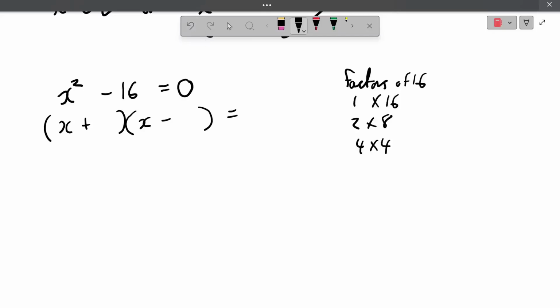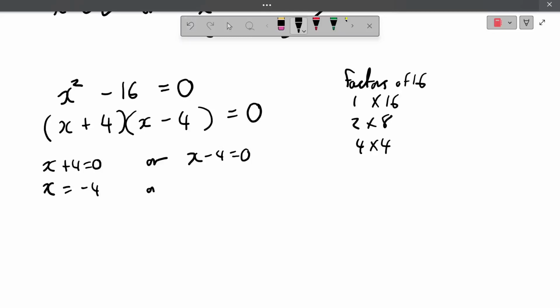And this is actually what's called the difference of two squares. But we need to get 0x overall, which means you have 4 and a minus 4. So 4 minus 4 is 0x, because we have no x, we're not even going to bother writing it. What we then have is x plus 4 equals 0, or x minus 4 equals 0. That means that x equals minus 4, or x equals 4.